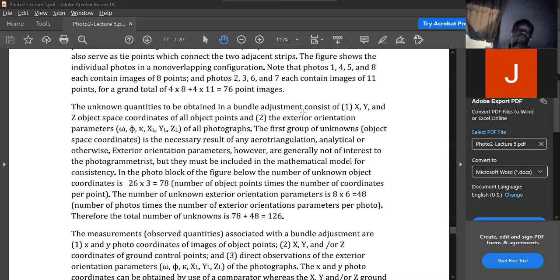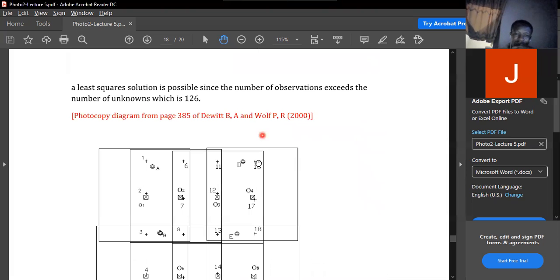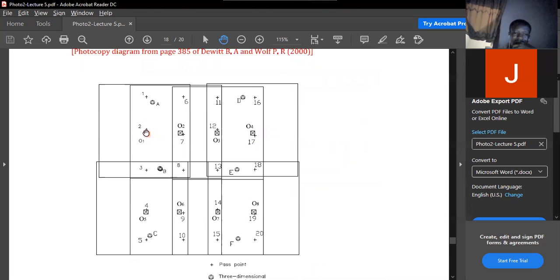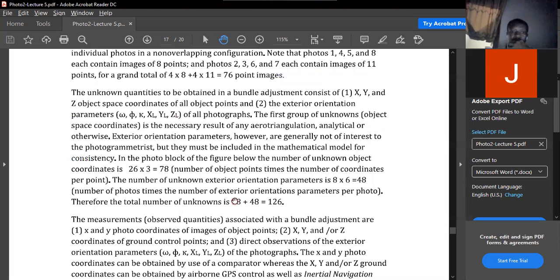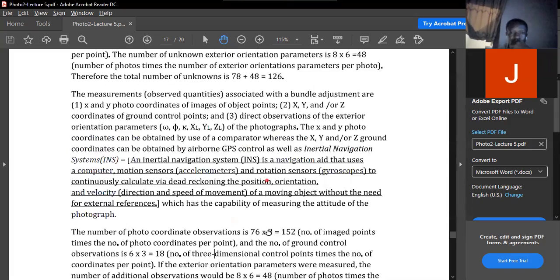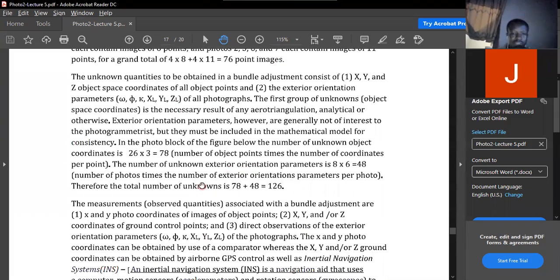And so, how come we are getting 8 times 6? We are getting 8 times 6 because if you look at this diagram here, we have how many exposures? 1, 2, 3, 4, 5, 6, 7, 8. And each one of them has omega, phi, kappa, X, Y, Z. That's why we have 8 times 6. Okay, great. Well done for answering it right.